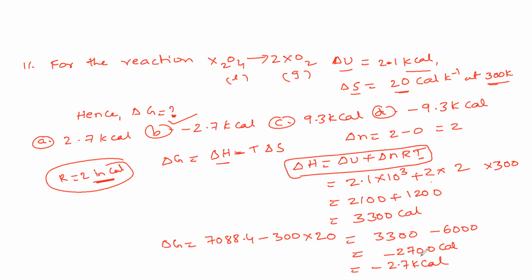3300 minus 6000. The value of delta G, what is the formula? Delta G is equal to delta H minus T delta S. Delta H is given. So this step we have to avoid. So this is equal to 3300. I have tried here again. So this should be 3300 minus 300 into 20. That is T delta S. So it is equal to 3300 minus 6000. So minus 2700 kilocalories. Sorry, minus 2700 calories. It becomes minus 2.7 kilocalories.